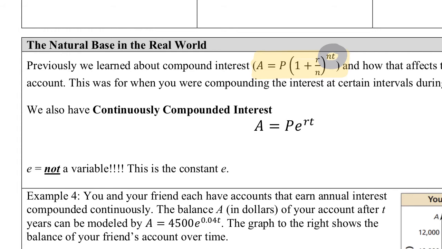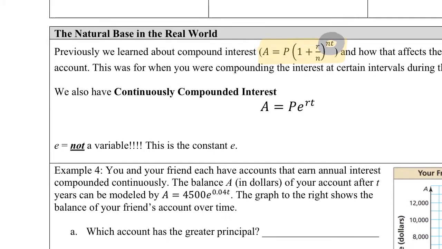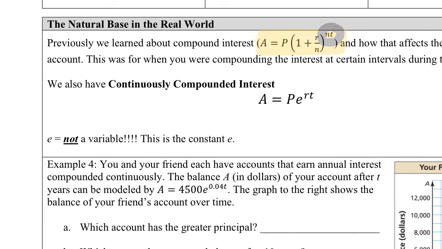So that is the interest compounded at certain times of the year. Now we also have another kind of compound interest. We have what we call continuously compounded interest. Well, that's when we use a base of e. So A is the value at the end of this compounded period. P is your original.